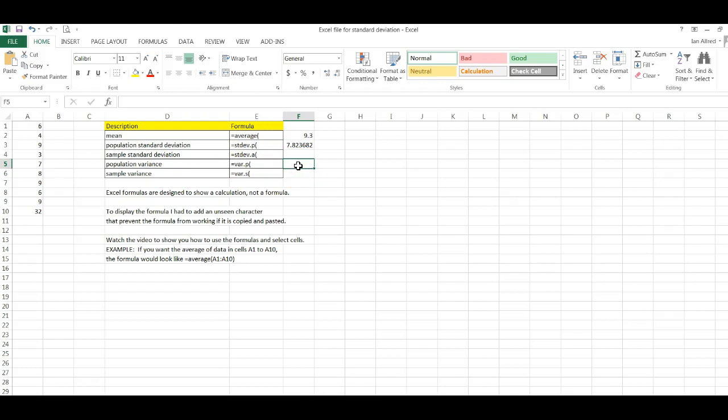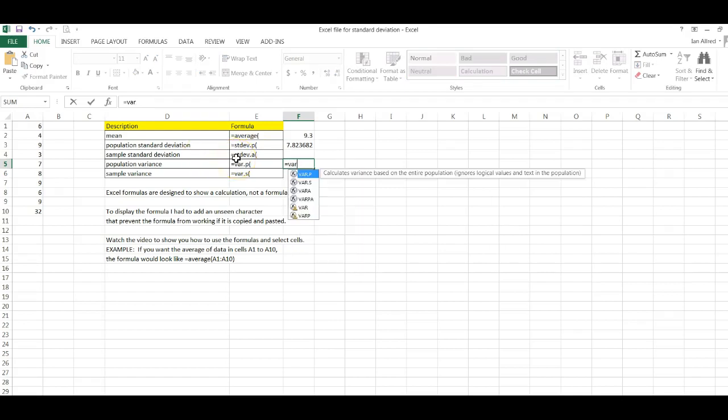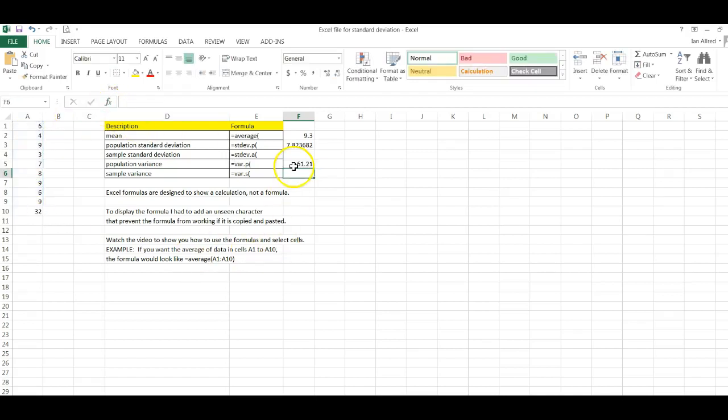But if I want the population variance, equals var.p, open parentheses. And if I highlight the same data, hit enter, the population variance is 61. Remember that the variance is the square of the standard deviation, so those two things are in line. Just be very careful, make sure you highlight the right data. Good luck.